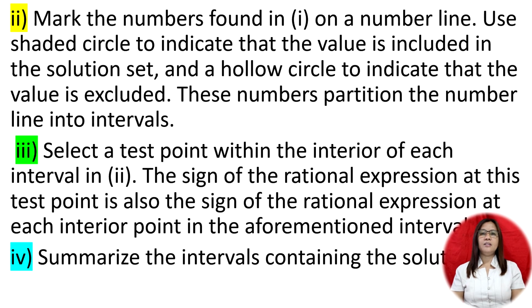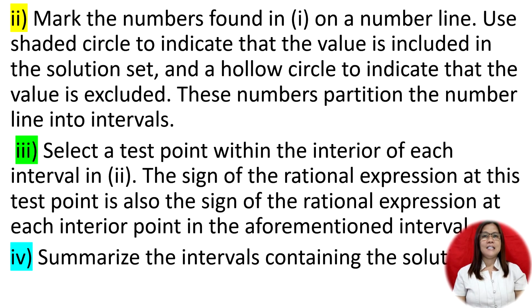Mark the numbers found on the number line. Use a shaded circle to indicate that the value is included in the solution set, and a hollow circle to indicate that the value is excluded. These numbers partition the number line into intervals. Select a test point within the interior of each interval. The sign of the rational expression at this test point is also the sign of the rational expression at each interior point in the aforementioned interval. Summarize the intervals containing the solution.